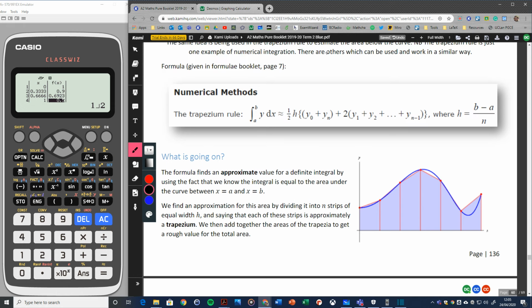There is a formula for it, but if you're going to use the formula, you need to know what n represents. So here n represents the number of strips. You'd have to remember that if you're going to use the formula. So it's half times h, and then a bracket that opens and doesn't close until the very end. So half h times everything: y0 plus yn, that means the first y ordinate plus the final y ordinate, and then plus 2 lots of all the other ones.